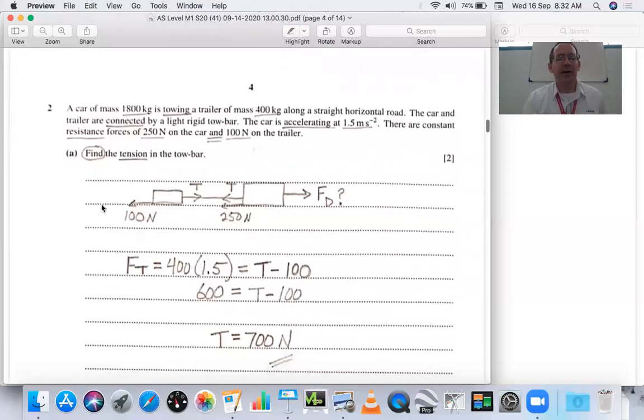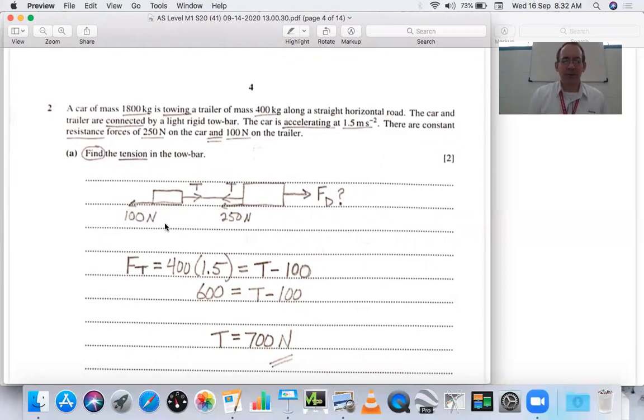So here is our horizontal road, and here we have our car with the big box and the trailer with the little box. And we have an unknown driving force pulling the car forward. And so I just put a question mark there. We have tension in the tow bar that pulls both ways. The trailer pulls against the car, the car pulls against the trailer. So our tension goes inward on the tow bar, but outward from each respective object. And then we have our resistance on the car, 250, and resistance on the trailer, 100.